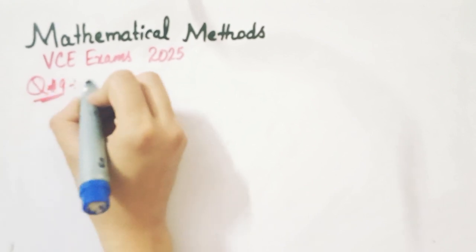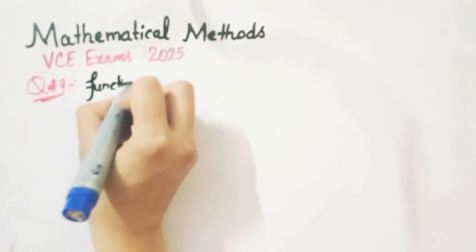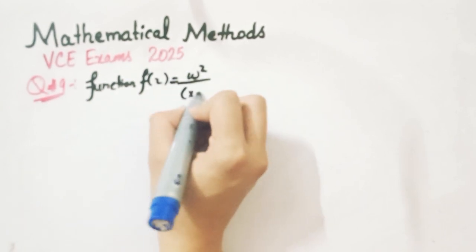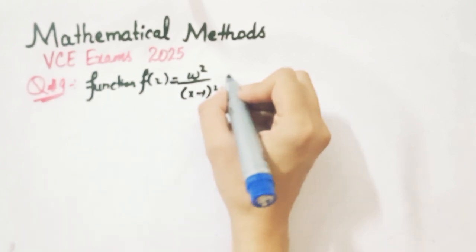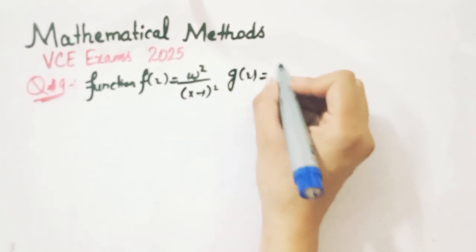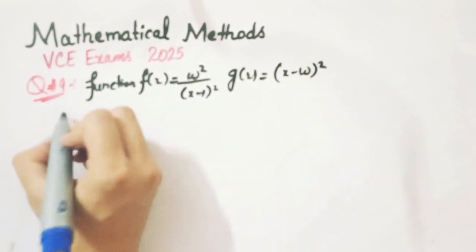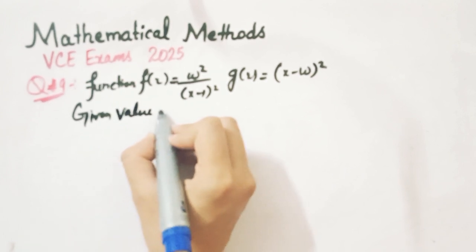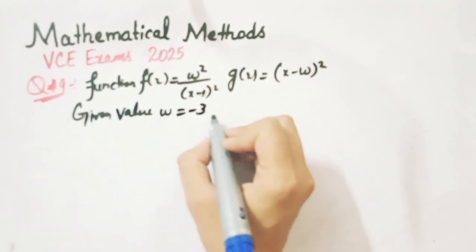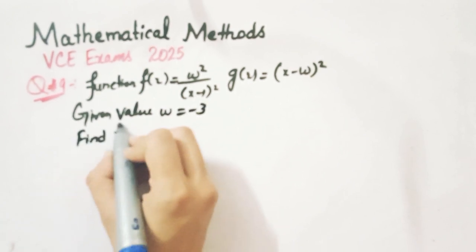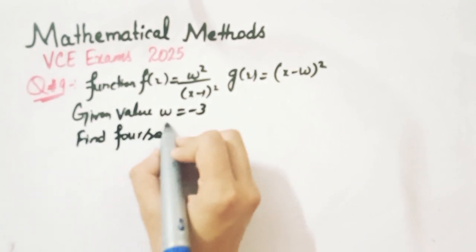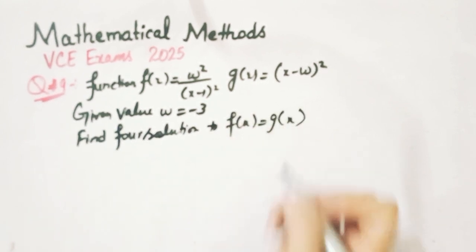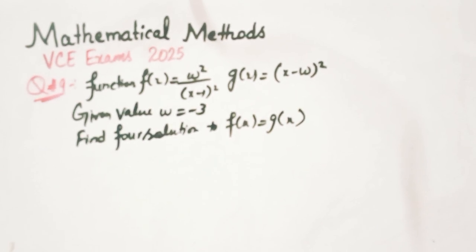Now in this question you have a function f of x equals w squared by (x minus 1) squared, and g of x, another function, is (x minus w) whole squared. The given value is w equals minus 3, and you have to find 4 solutions to f of x equals g of x. Now we will start solving this step by step.